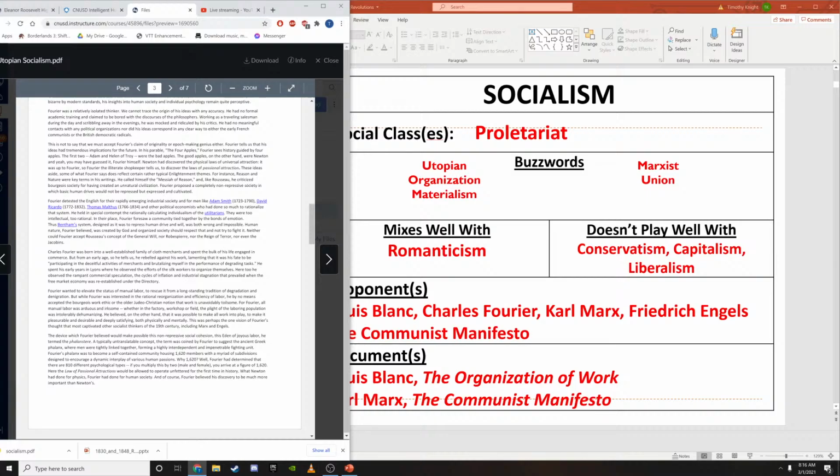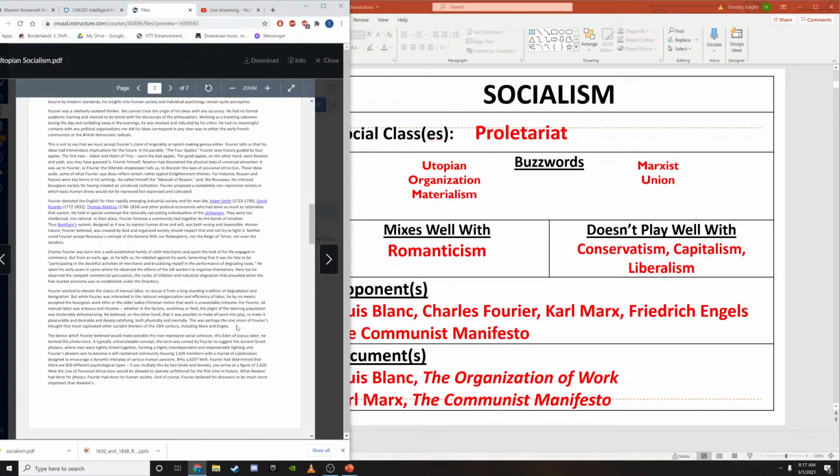Fourier wanted to elevate the status of manual labor, to rescue it from a long-standing tradition of degradation and denigration. But while Fourier was interested in the rational reorganization and efficiency of labor, he by no means accepted the bourgeois work ethic or the older Judeo-Christian notion that work is unavoidably toilsome. For Fourier, all manual labor was arduous and irksome. Whether in the factory, workshop, or field, the plight of the laboring population was intolerably dehumanizing.